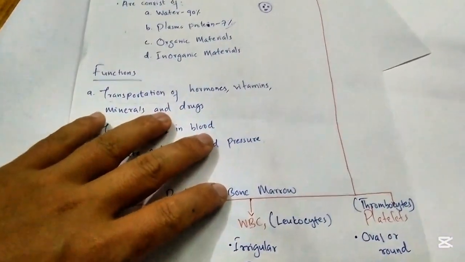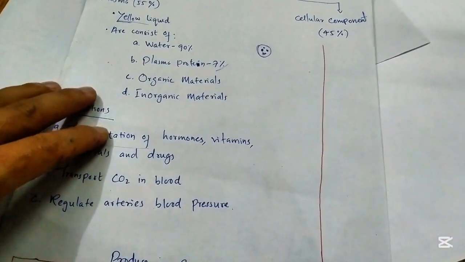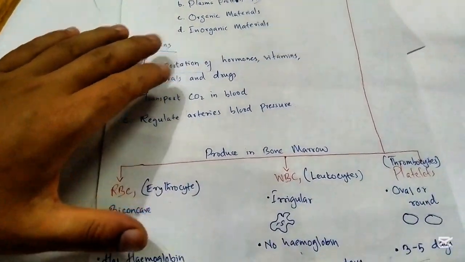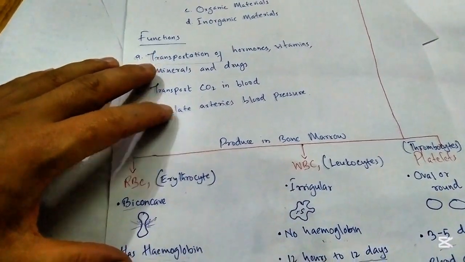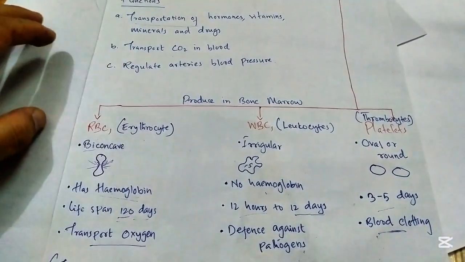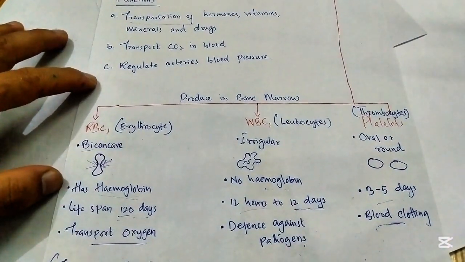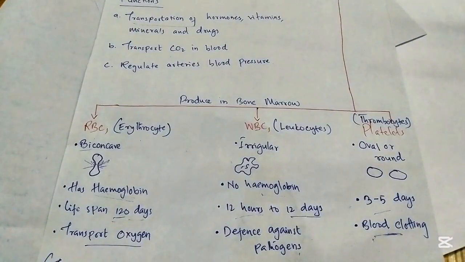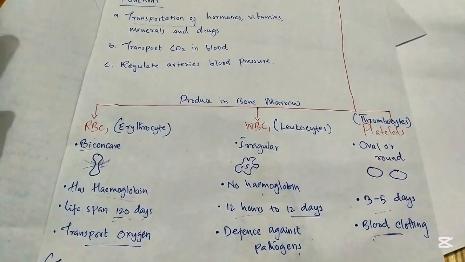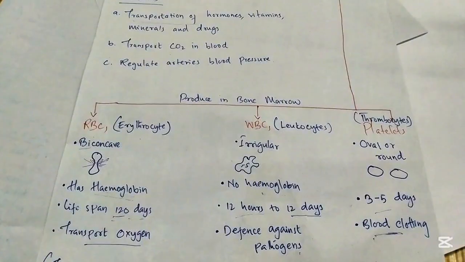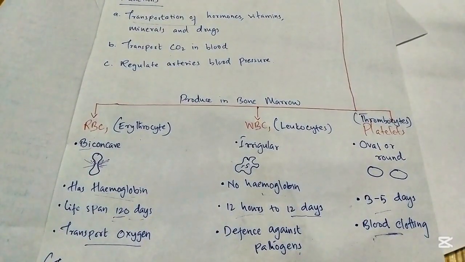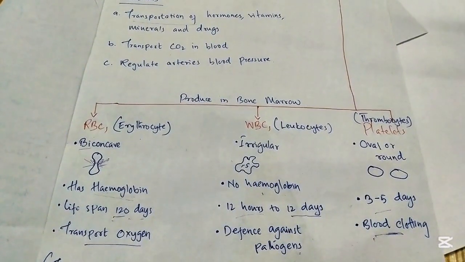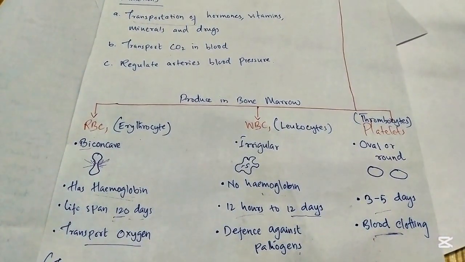In the cellular components we have three cellular components, which make up 45% of blood. They are red blood cells, white blood cells, platelets, and they are produced in bone marrow. The red blood cell is also known as erythrocytes, white blood cell as leukocytes, and platelets as thrombocytes. So RBC is biconcave in shape, white blood cell is irregular, and platelets are oval or round.